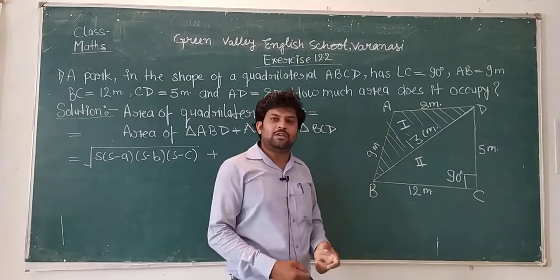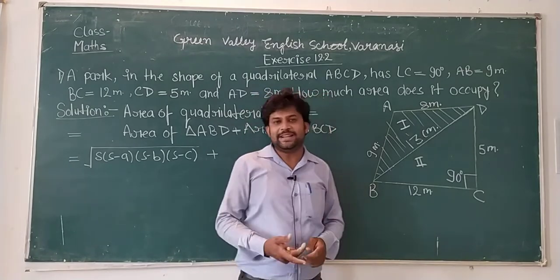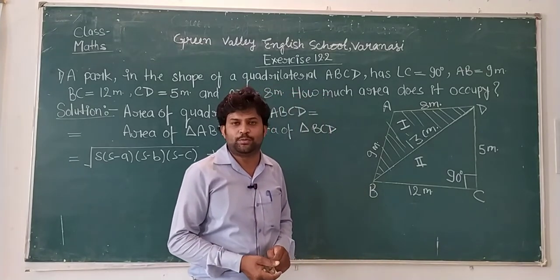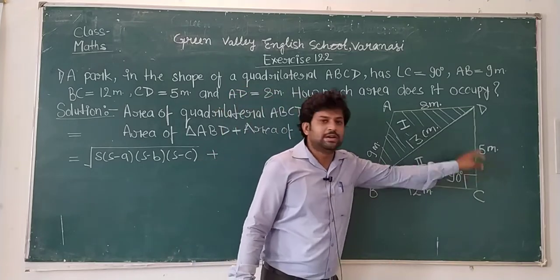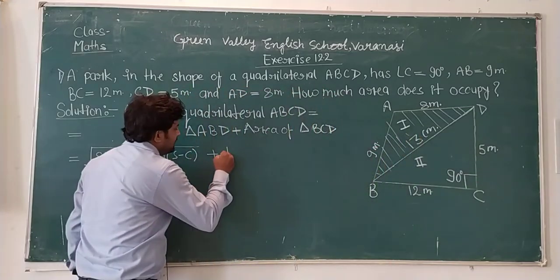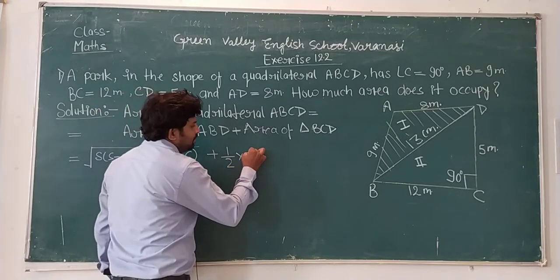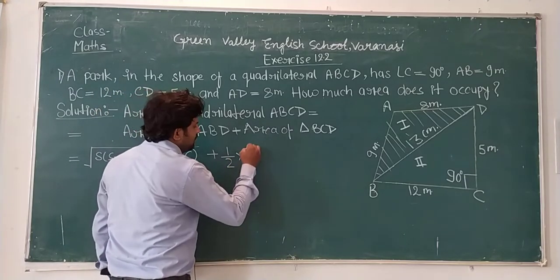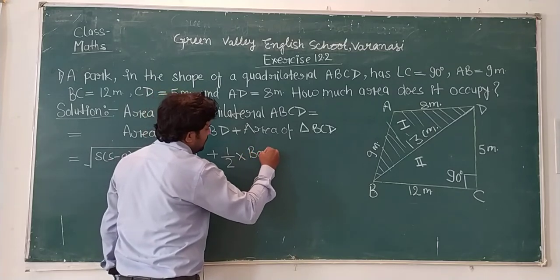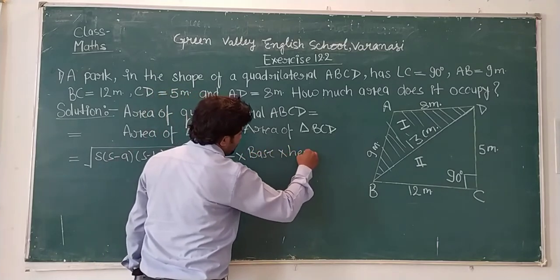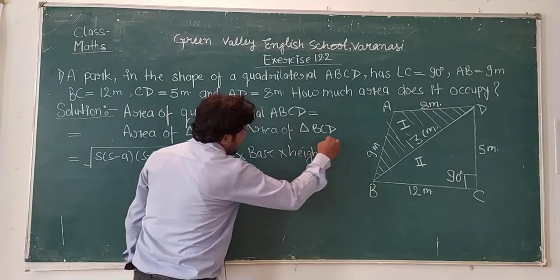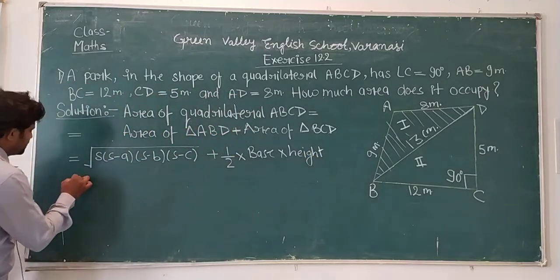As we know, the area of a right angle triangle is equal to 1 upon 2 base into height. Then we can write 1 upon 2 base, which means BC. Here we write the formula base into height.